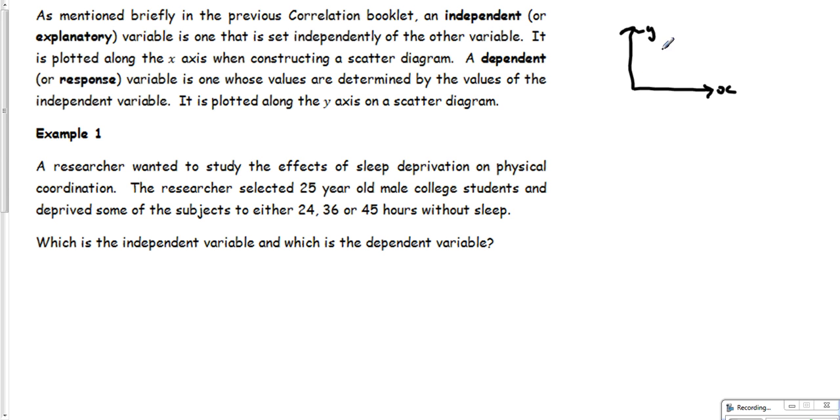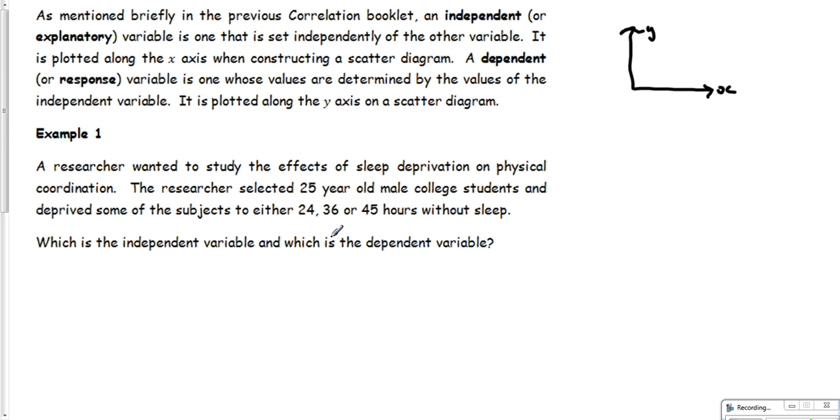on the y-axis. So if we look at the first example, a researcher is looking at the effects of sleep deprivation on physical coordination. So just have a think about that for a second. If you were deprived of sleep for a long period of time, what would happen to your physical coordination? So the researcher is going to select 25 students and he's going to deprive them of sleep for either 24 or 36 or 45 hours.